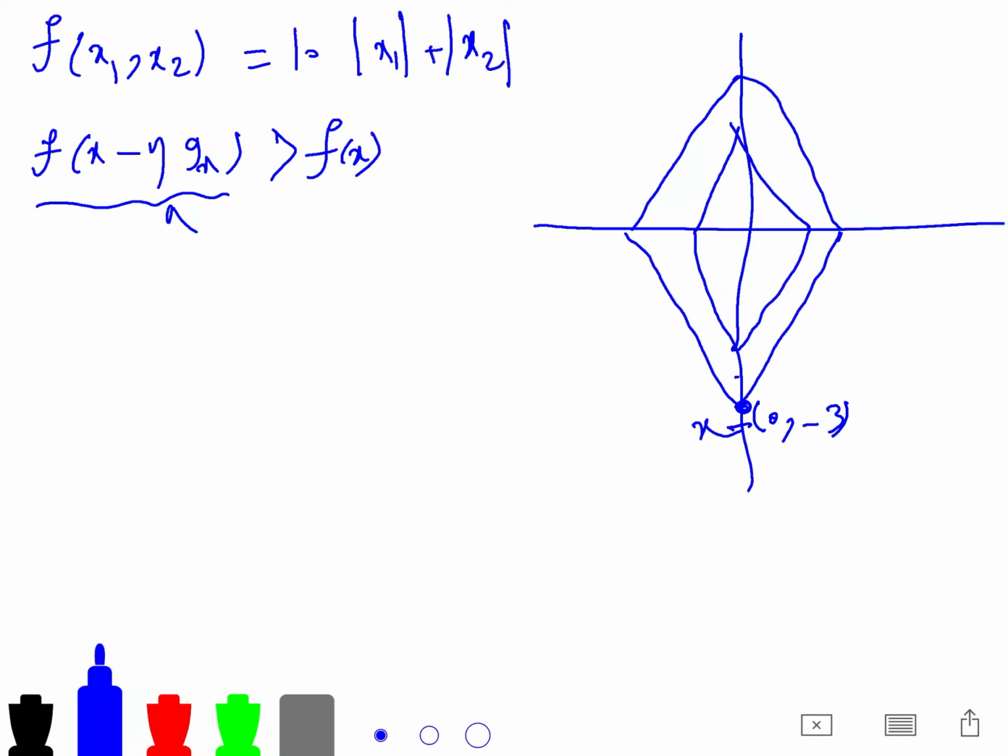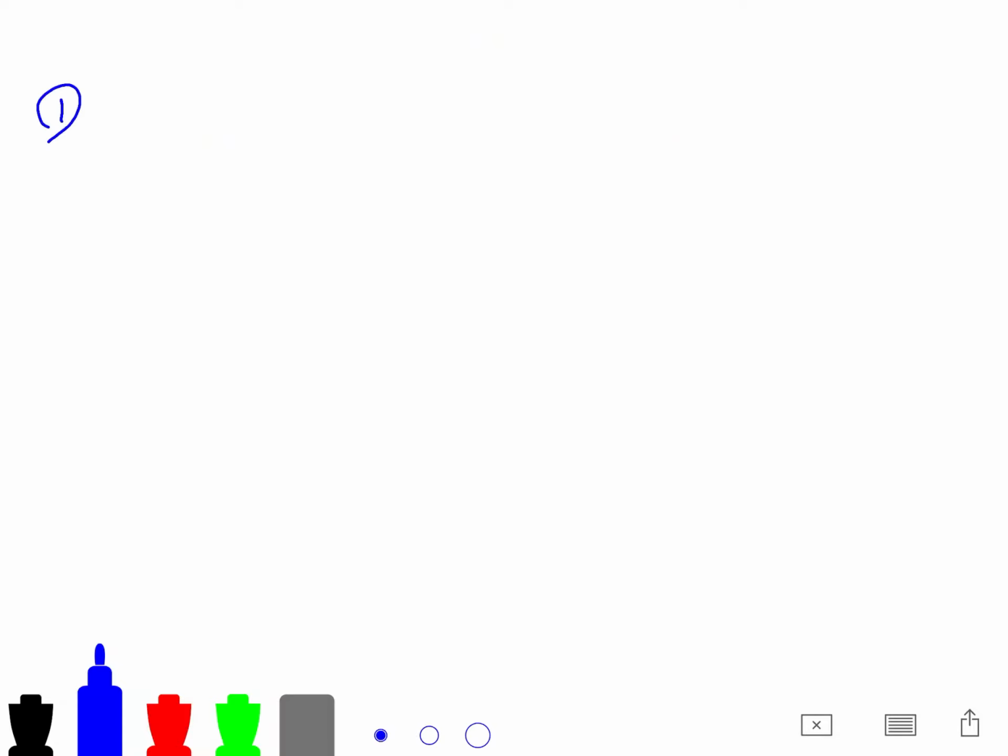So what we realize and conclude is that gradient descent improves at every iteration, unlike subgradient.